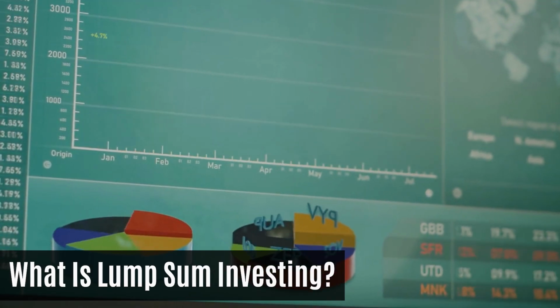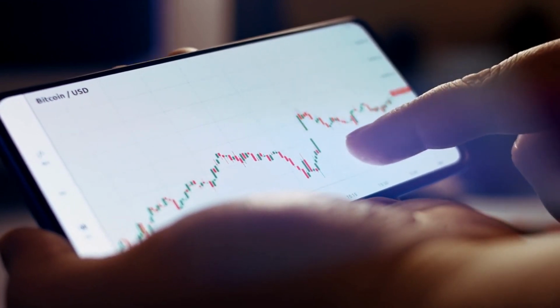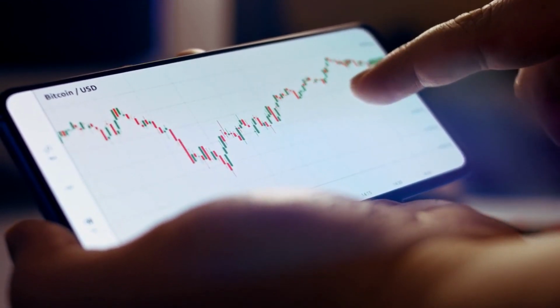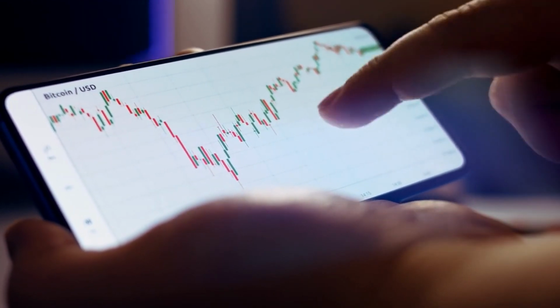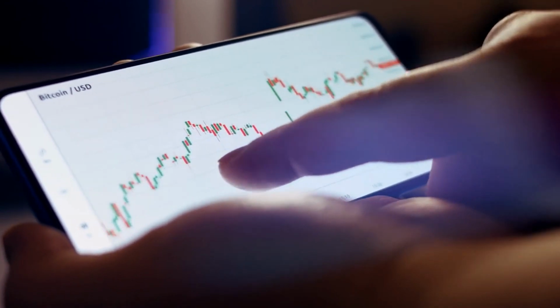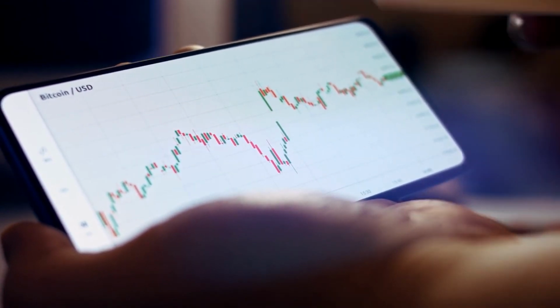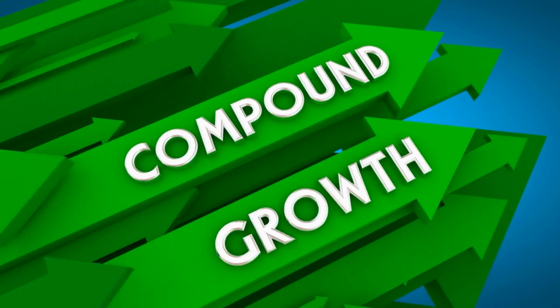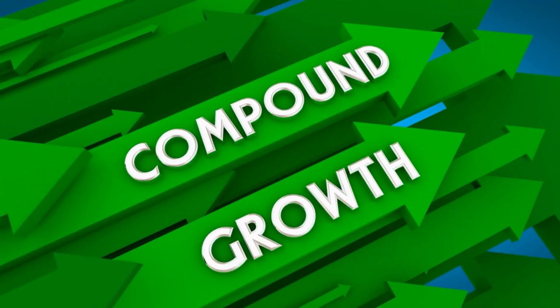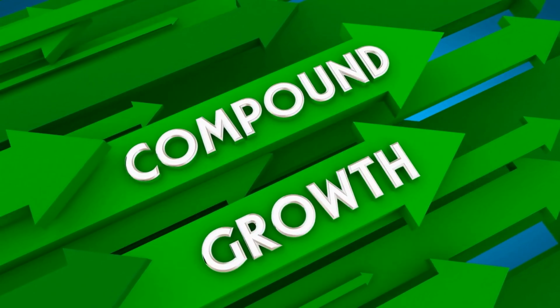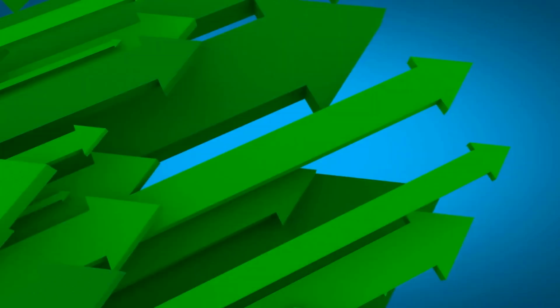What is lump sum investing? Lump sum investing is an active strategy that focuses on current market conditions and requires close attention and monitoring of the market. By investing all at once, you enter the market earlier and benefit for a longer period of time from the trend and compound interest.